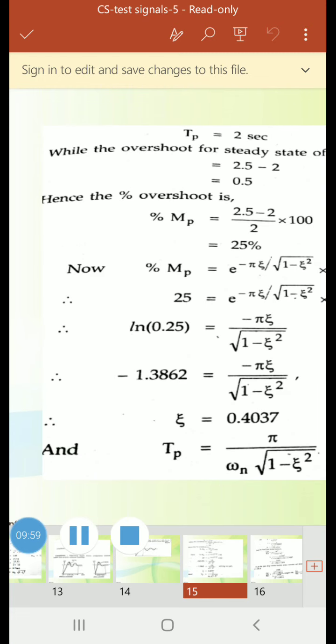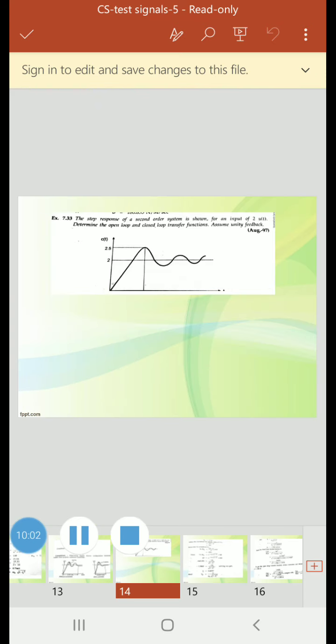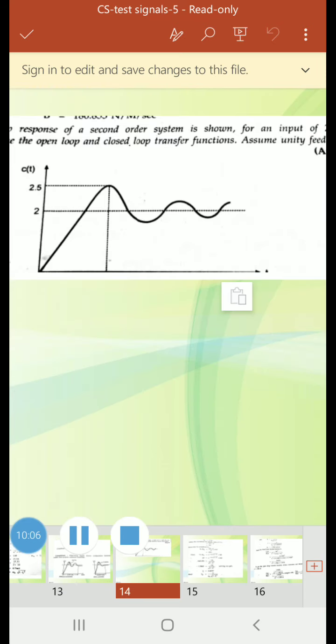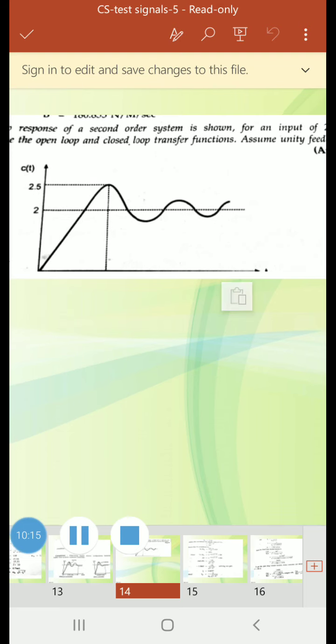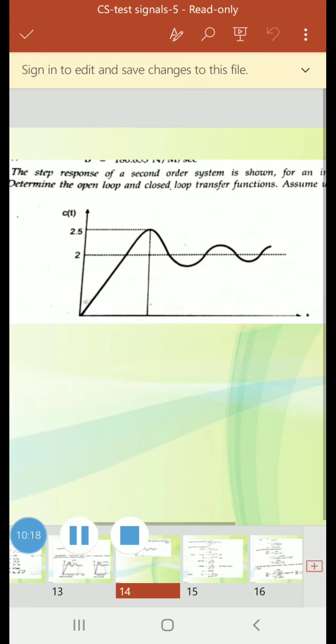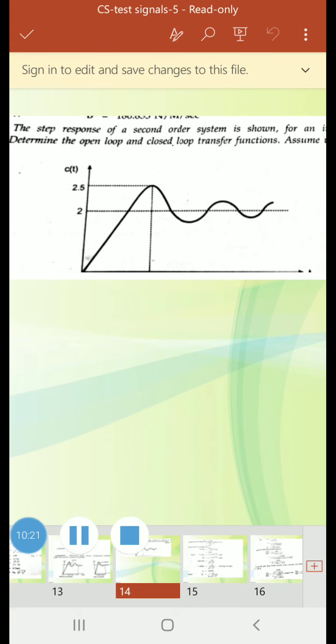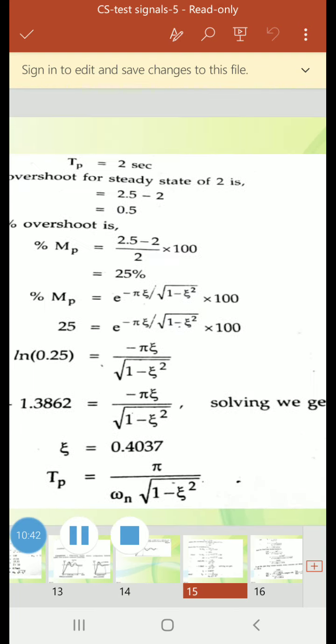When we see the diagram, we can find out that Tp is equal to 2 seconds. I think that number is missing below. The point you take here, where it is the first peak overshoot on the time axis t, it is 2. Actually it is missing. So Tp will be equal to 2 seconds.